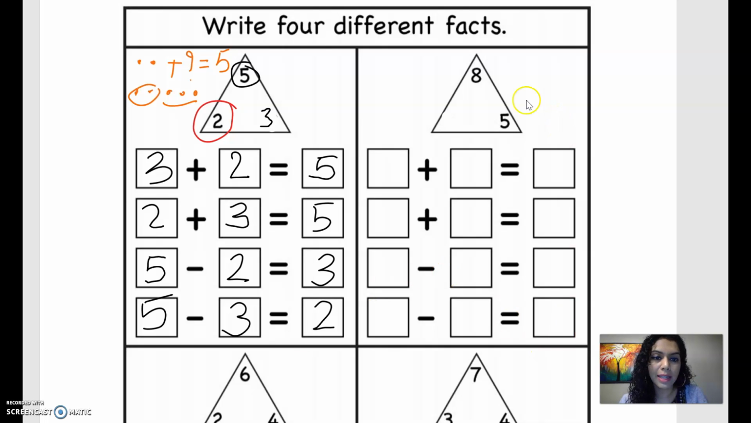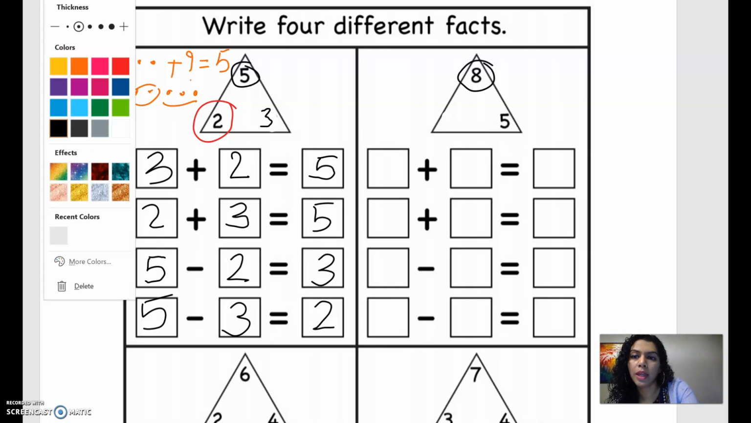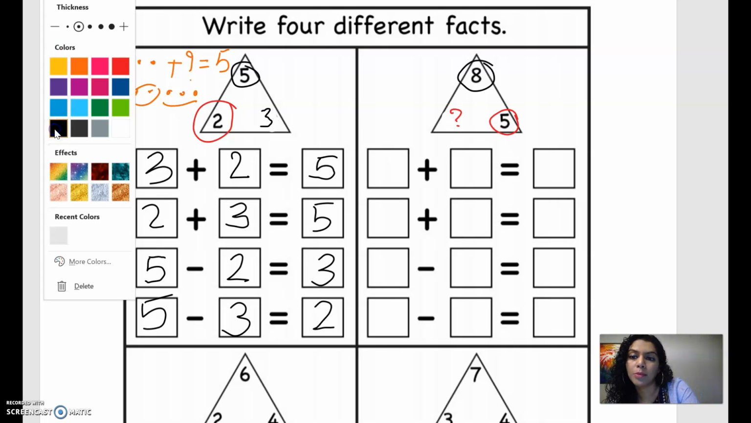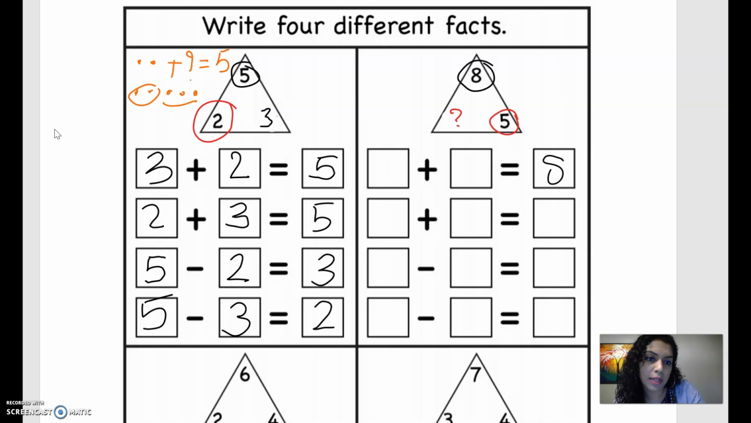Here we have 8. So 8 is the sum. And we have one number that we know, which is 5. And we do not know this number here. So we have to find that out. And I am going to write 8 here because 8 is the sum. And 8 is the sum here too. Right?